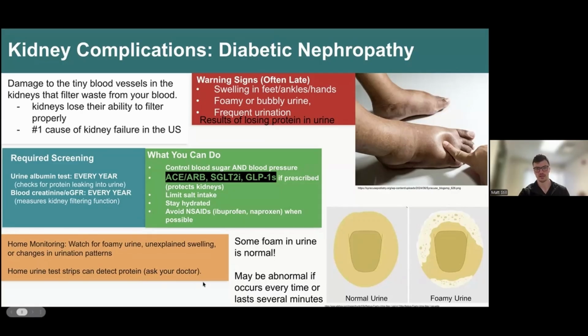They also have some test strips that can detect protein. You can ask your doctor for those. Those are used a little bit less commonly. More so, we'll just do the yearly albumin check or that urine protein check, and then we'll also do creatinine, or your kidney function check, every year.